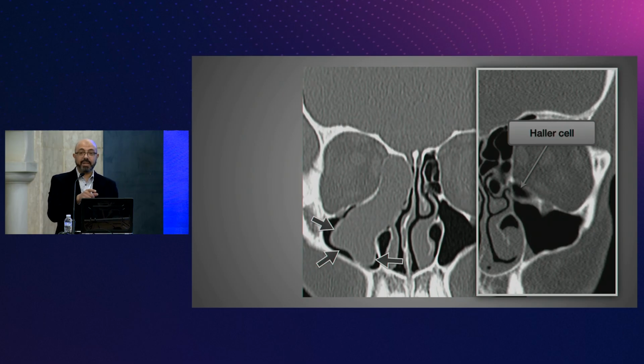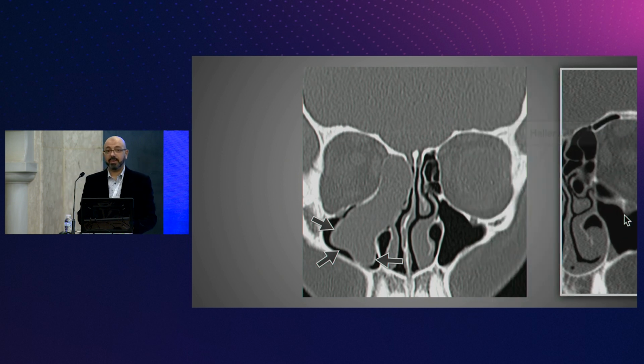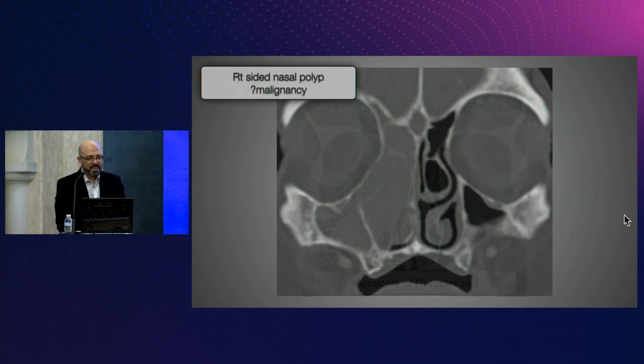And if these cells are blocked, what's going to happen? They will expand both ways, go up and down. And this is what we see in mucocele of Haller cells. These are very rare, right? Yes. Patient with right-sided nasal polyp, clinically maybe polyp, and query malignancy. And again, this was reported as a polyp, but the same mistake here. Why is there bone?